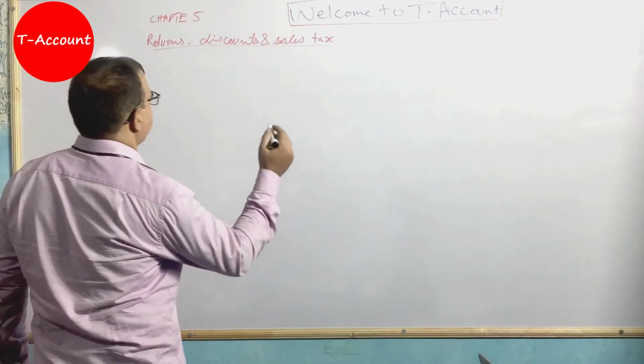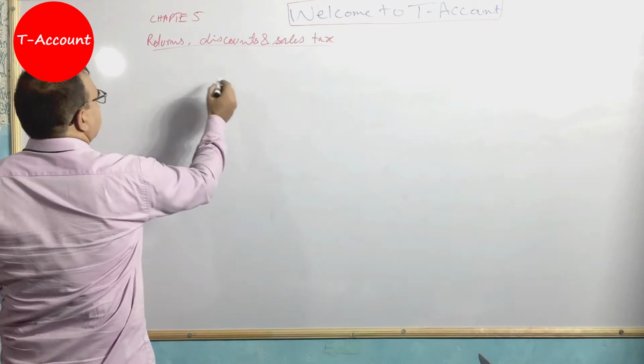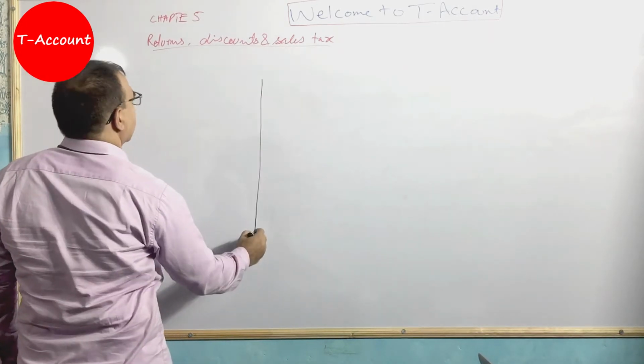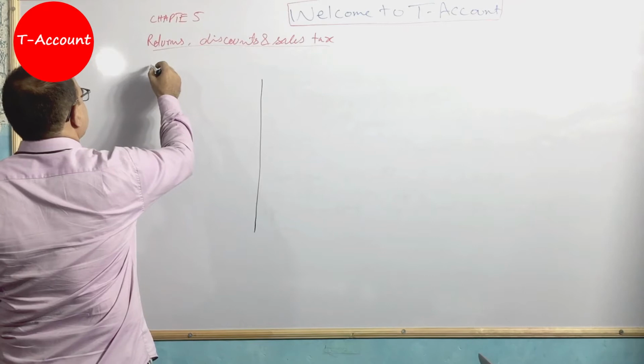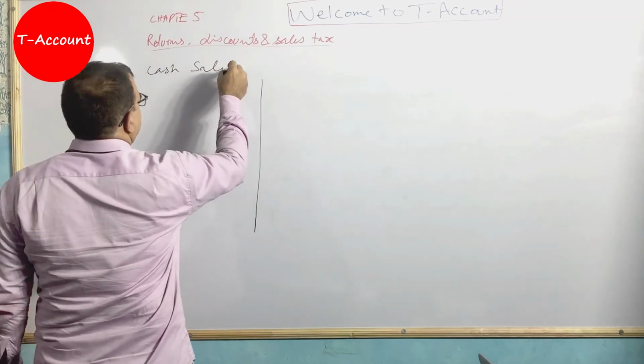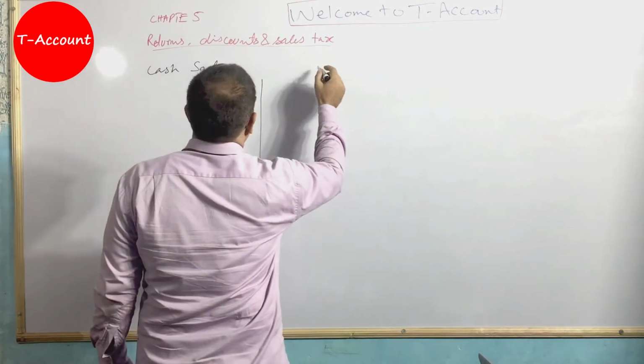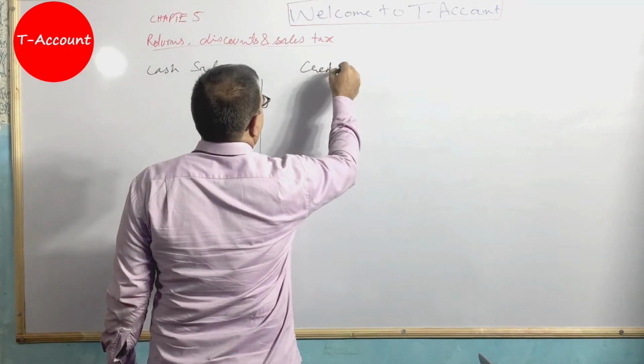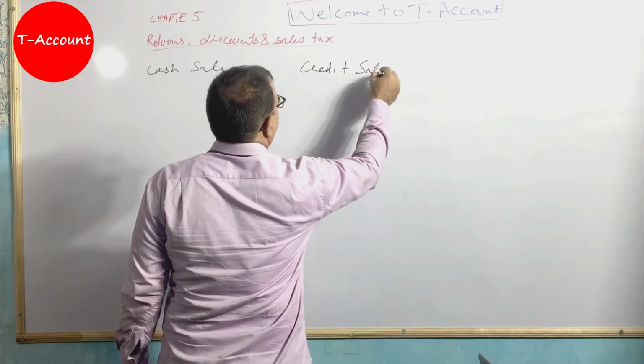let's put it in two categories, where you have one side cash sales. If you book cash sales, returns would be a little bit different. Credit sales, it will be different.